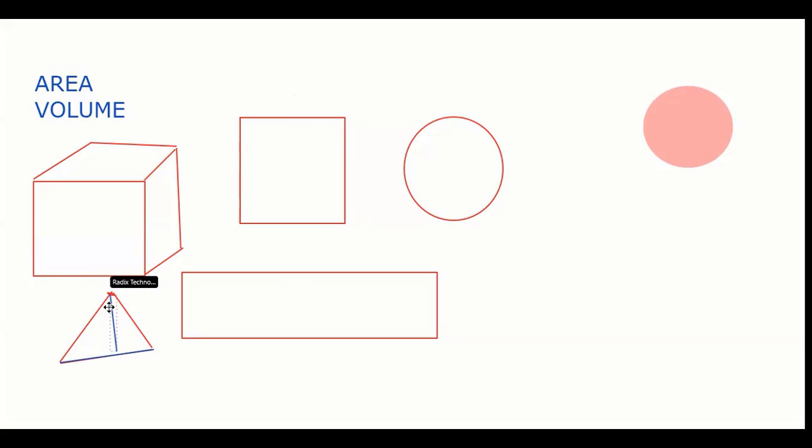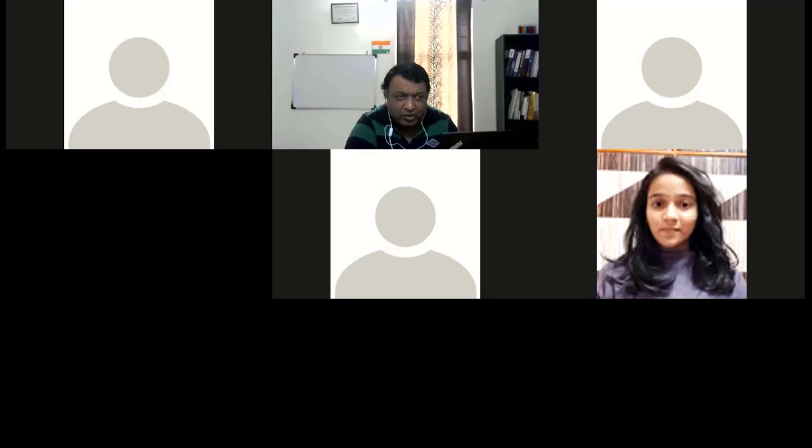So it does not matter that it should be one of the sides. Suppose the triangle is like this, the height is from the base to this vertex. So this is the height. The area of a triangle is always half into base into height, right? Area of any triangle is half into base into height.